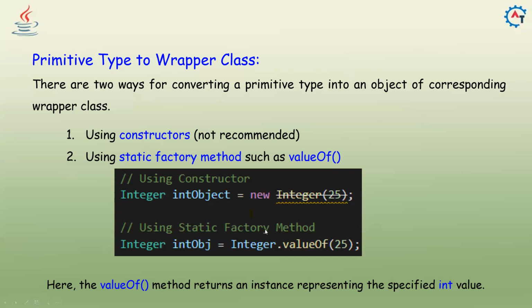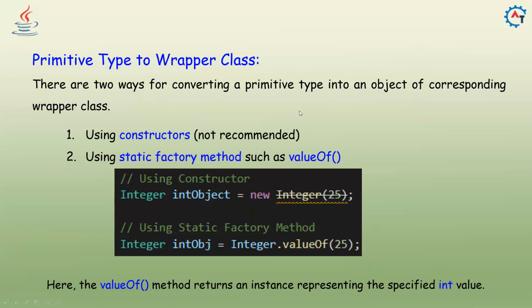Using a static factory method, the same thing can be represented using Integer intObj is equal to Integer.valueOf(25). Then this 25 is assigned to this int object. Then you can print, or do whatever you want to do. But this is the preferred way, using a static factory method. Here the valueOf method returns an instance representing the specified int value.